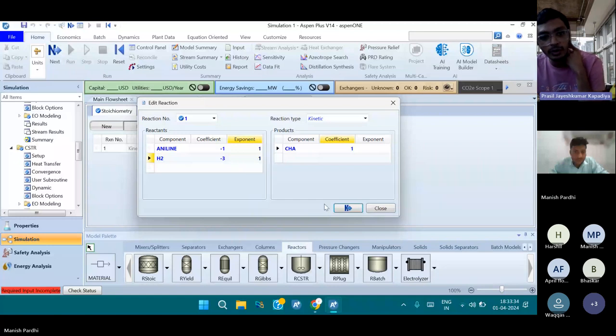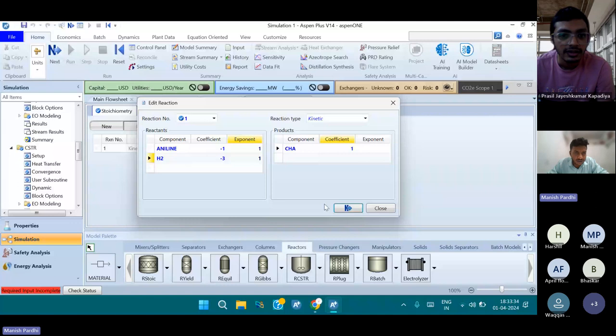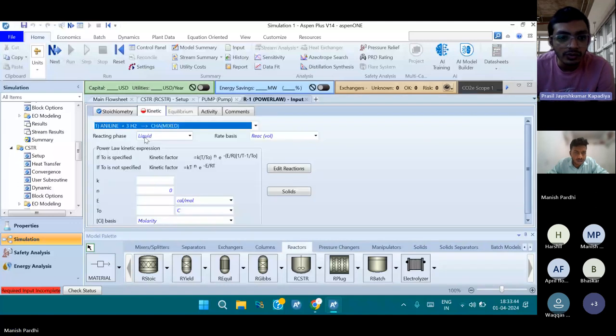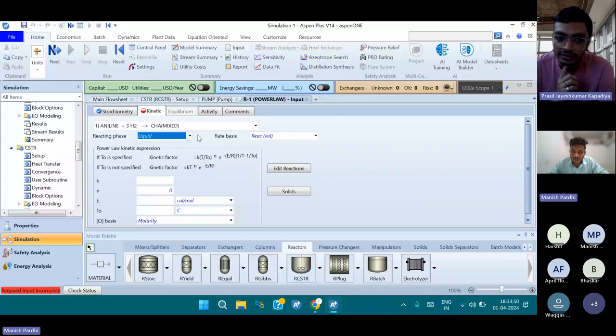So our input is given. Now we need to add kinetics. Just press next. Reacting phase is vapor and liquid. Can you turn off your video if it's fine, because your screen is lagging? Yes. I think that's why.